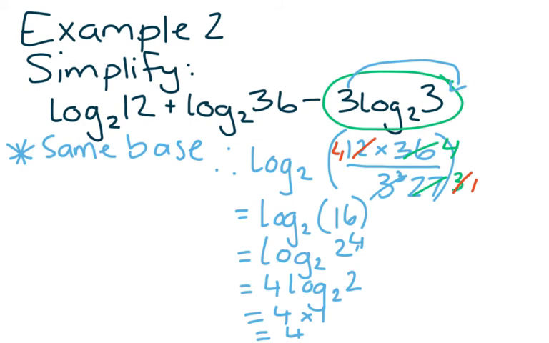So again, all we did was we have a look at what operations are in here. So we have a look that there's a plus sign and that there's a take away. And then we also look for the fact that there's a coefficient in front of one of them. So we need to know, what do we do with that coefficient? Well, we bring it as the power of the b there.